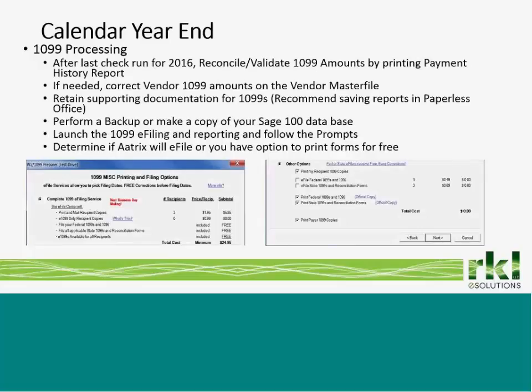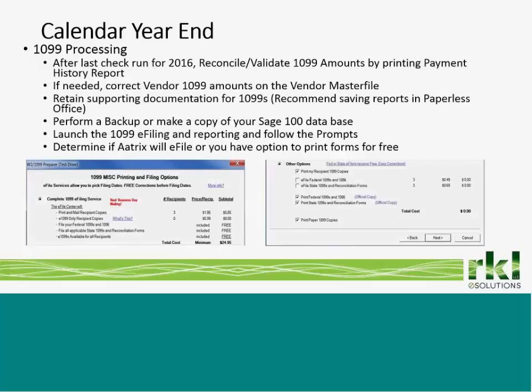You'll want to retain any supporting documentation that backs up your 1099 numbers, especially if you're editing those numbers. So you may want to save that payment history report and also probably the accounts payable trial balance. I would recommend that you save those to Paperless Office instead of just having the paper version. If you save them as a PDF, then you can access them if you need that backup. Again, we recommend that you do a backup so that you have all this 1099 information at this point in time once you've finalized all those numbers.